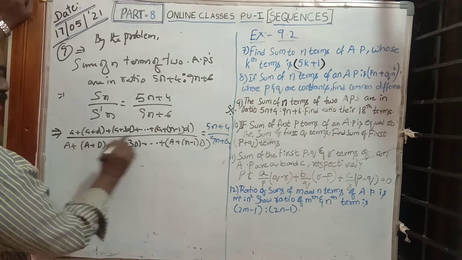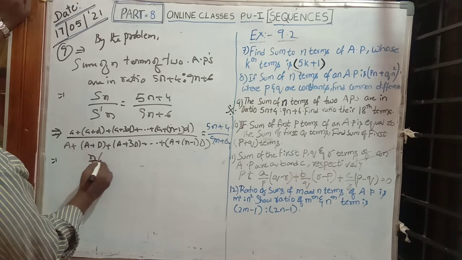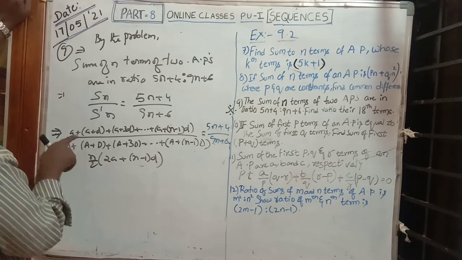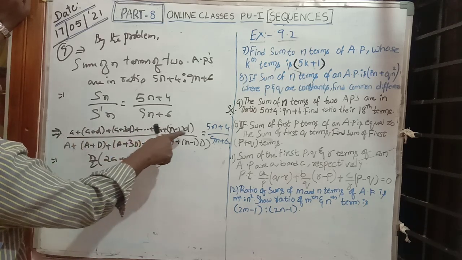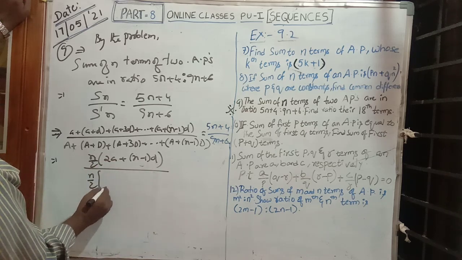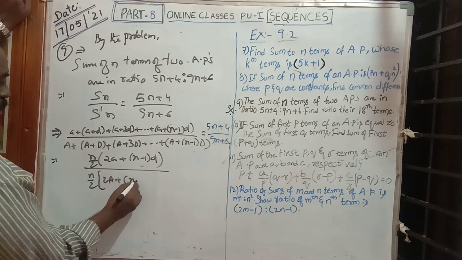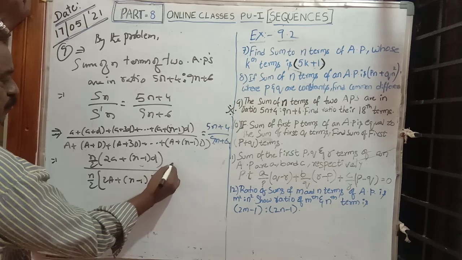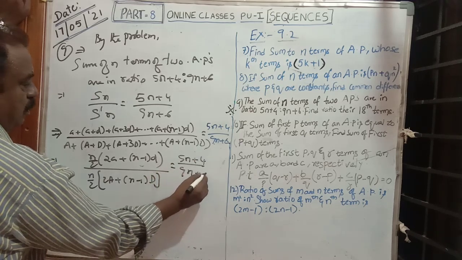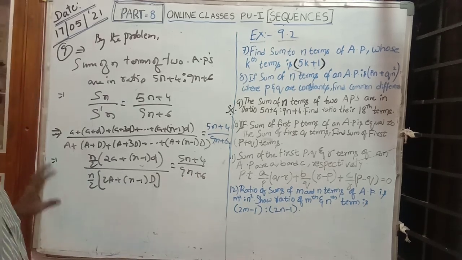For this one, what is the formula? N by 2 into 2a plus n minus 1 into d. First term is a, last term is a plus n minus 1 d, so a plus a is 2a. Here also n terms, it is 2 capital A plus n minus 1 into capital D, equal to 5n plus 4 by 9n plus 6. Up to that one is okay.